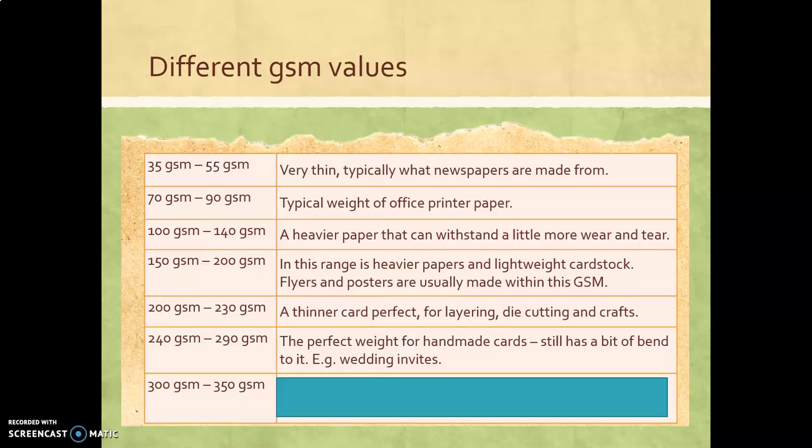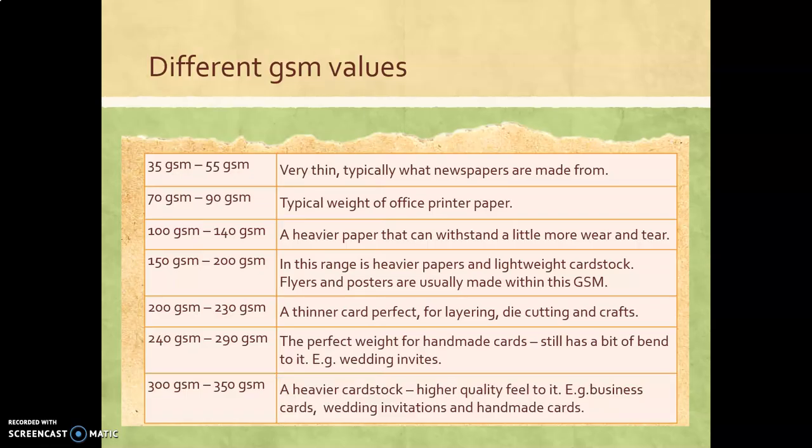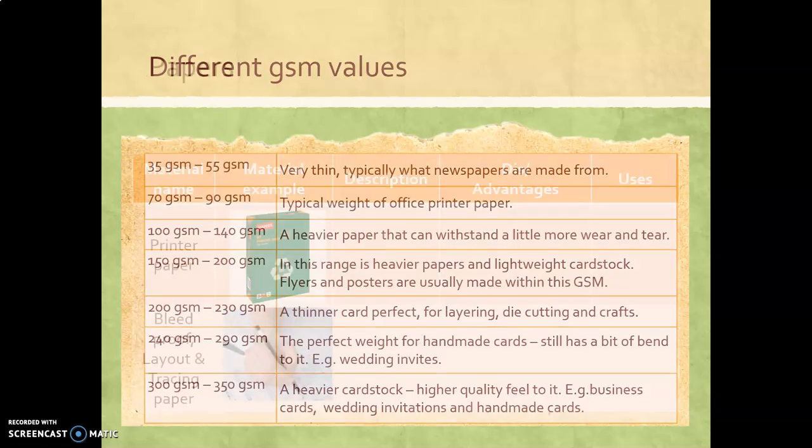240 to 290, well, this is the weight that we use a lot, so the card that we use a lot in school is 250 GSM. It has that bend, has the capacity to be able to cut and shape. And then 300 to 350 is a sort of heavier card stock, things like business cards.